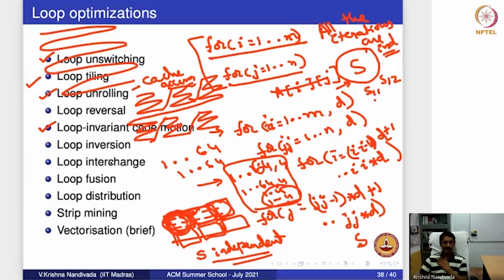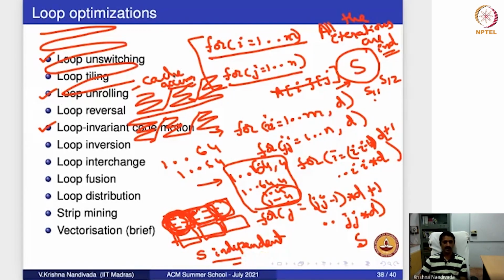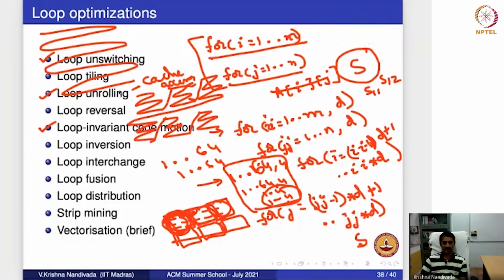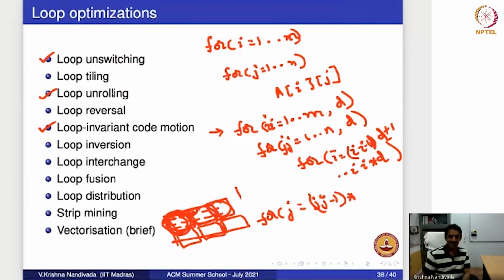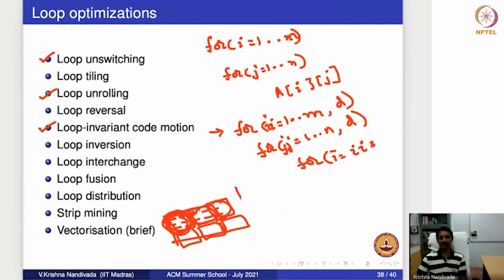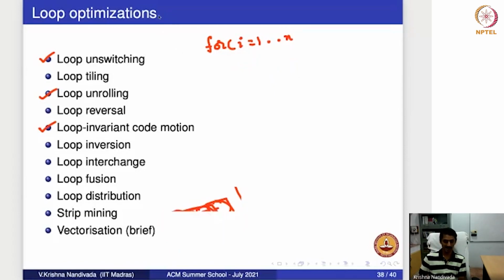Okay, I will go over one more cool transformation before I move on. I'm very excited about this. These things can give you same looking code, same complexity, but it can really change the behavior of the execution. Okay, let's look at one more code.